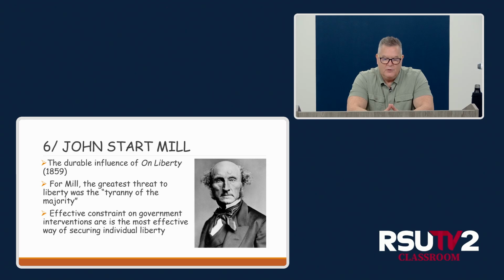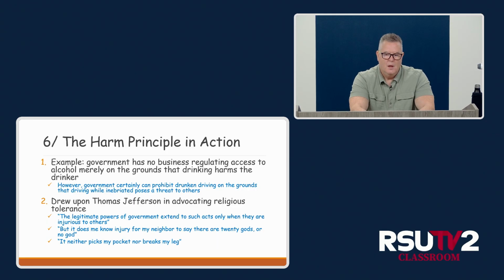For Mill, the greatest threat to liberty was the tyranny of the majority, and the effective constraint on government interventions is the most effective way of securing individual liberty. And again, what he's talking about is constitutionalism, basically rules that govern people in power, saying you cannot use governmental power for such and such ends. So one of the things he talked about was the harm principle. And again, he's basically making the argument.